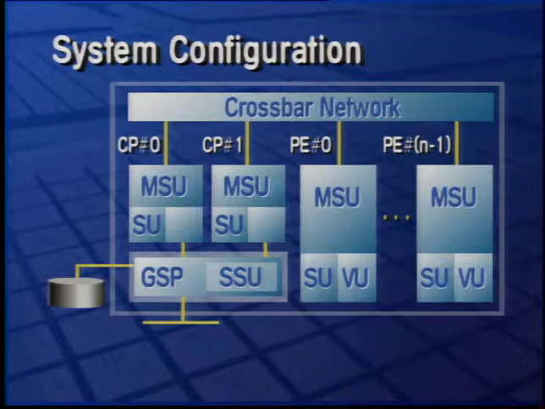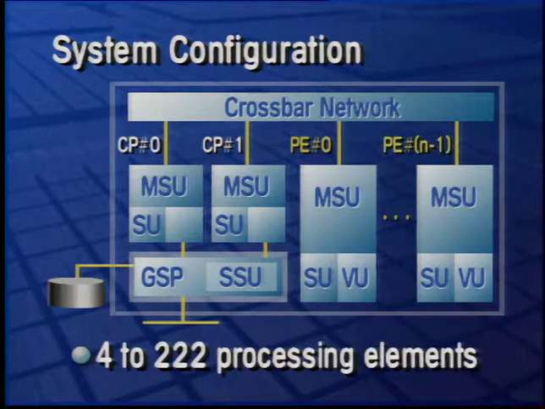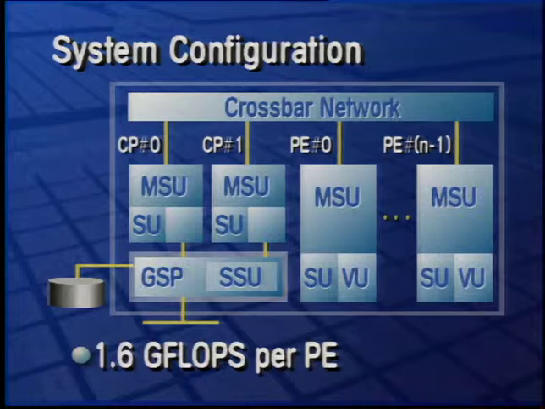The VPP500 is a MIMD parallel supercomputer system. The number of processing elements, or PEs for short, can range from 4 to maximum 222. Each processing element is a supercomputer by itself, giving 1.6 gigaflops of vector performance on 64-bit floating point data.